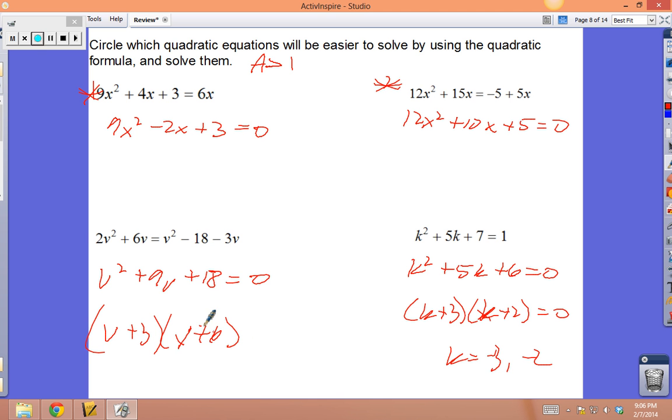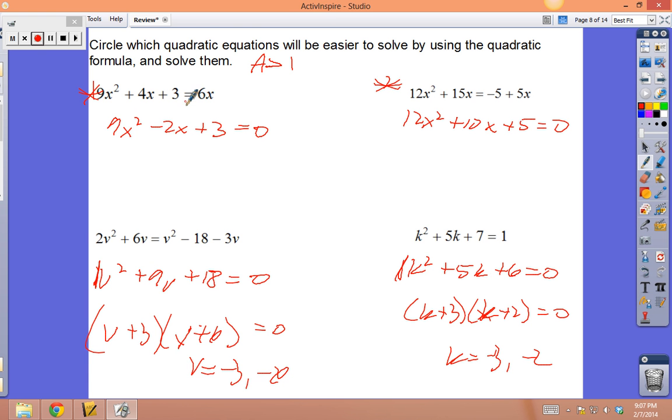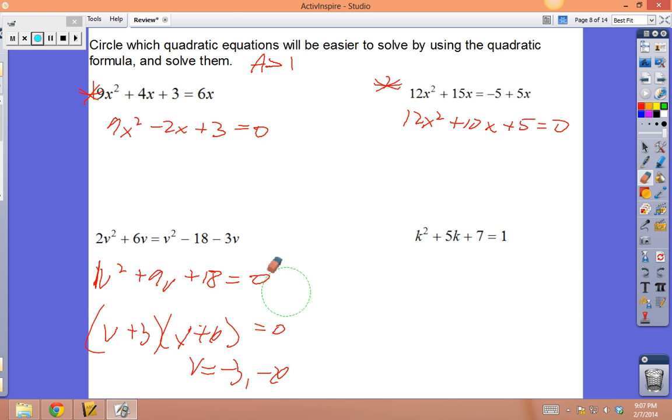Times gives me 18, adds gives me 9. So the second number has got to be negative 3 or negative 6. So when a is 1, and I can multiply and get c and add and get b, factoring is the way to go. But the top two are kind of nasty. So quadratic formula is going to be the way to go for those.